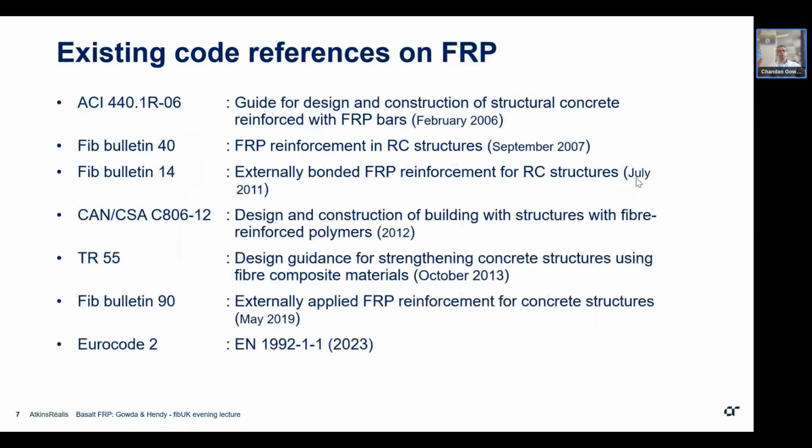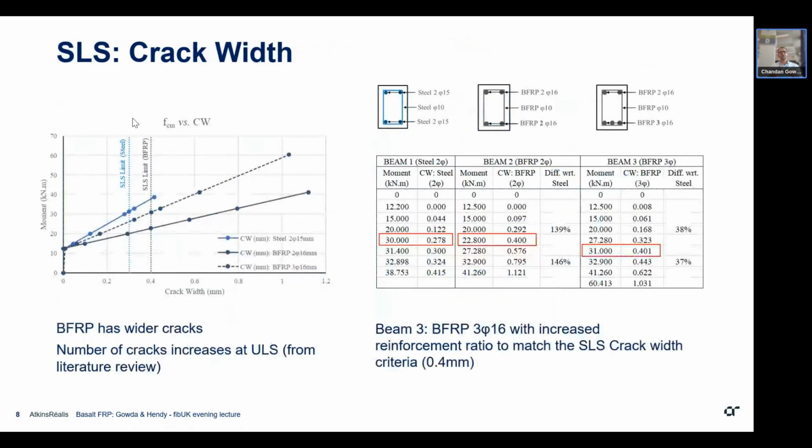As Rabi mentioned, we do have a few codes, which are ACI 440.1R-06, fib Bulletin 40, CSA, and in the UK, we follow TR55, which is for strengthening. Recently, in May 2019, fib Bulletin 90 was published, and in September 2023, Eurocode 2, where Annex J and Annex R are also published, where you can use FRP for strengthening or as an embedded internal reinforcement. They do not give the equations for basalt as internal reinforcement. They give them for glass, which we can use.